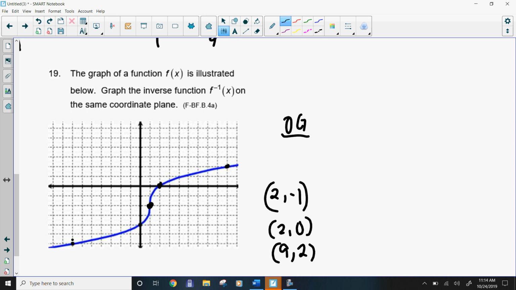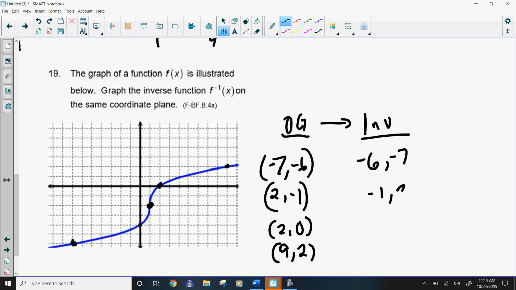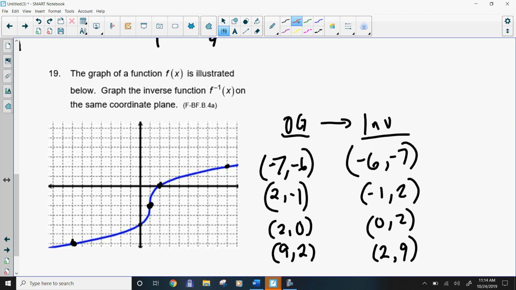This one over here is 1, 2, 3, 4, 5, 6, 7 to the left, 1, 2, 3, 4, 5, 6 down. 7 left, 6 down. So to find the inverse, all you have to do is switch the numbers. So the inverse is going to have these points. And we're not changing signs, we're just flip-flopping them. We're changing the x's and the y's, reversing them basically. So then we regraph that.